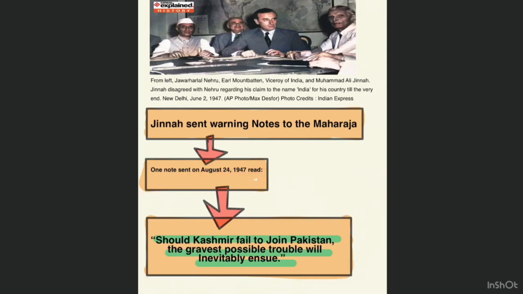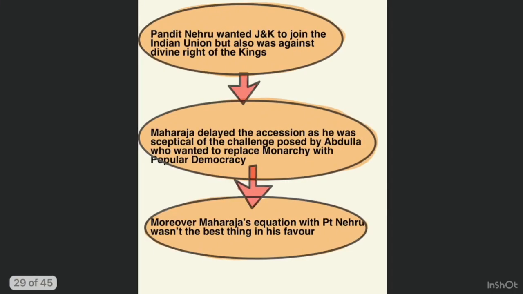He was cornered in Indian circles where Pandit Nehru, Sheikh Abdullah, his weak army, and his depleting reserves were a challenge. On the other side, the warning notes of Muhammad Ali Jinnah did not help either. So he was in quite a jittery situation at that moment. If we continue in that vein, Pandit Nehru wanted Jammu and Kashmir to join India, but he did not want the divine right of kings to continue.